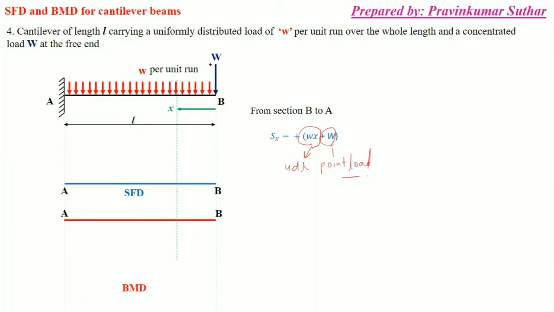Okay, so simply this is W, the point load, and this is the UDL. As in the last case 3, we have already discussed how this wx is the shear force. So it is the summation of both. At x equal to 0, the value of shear force at point B will be equal to capital W, because there is zero shear force due to the UDL. So only the point load will be considered here, and this is W.